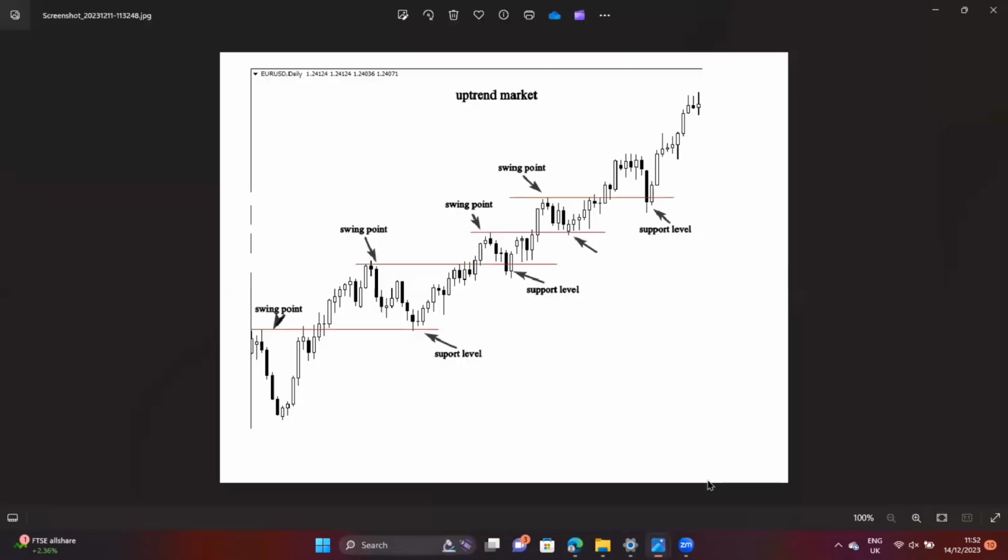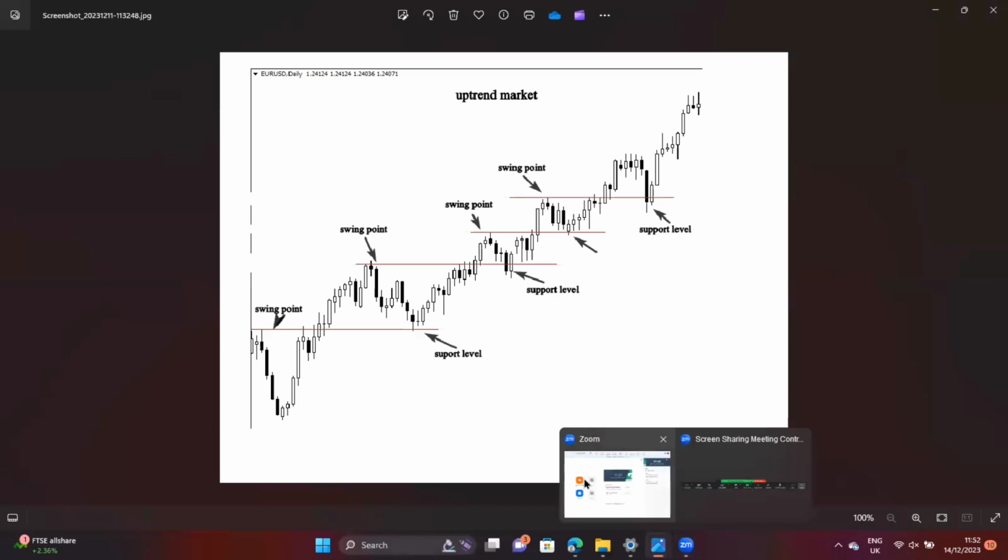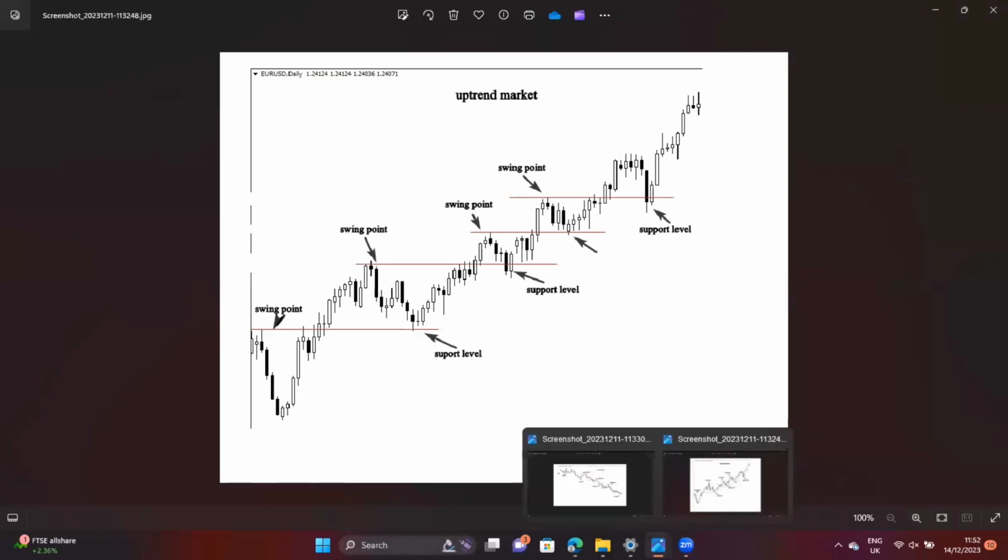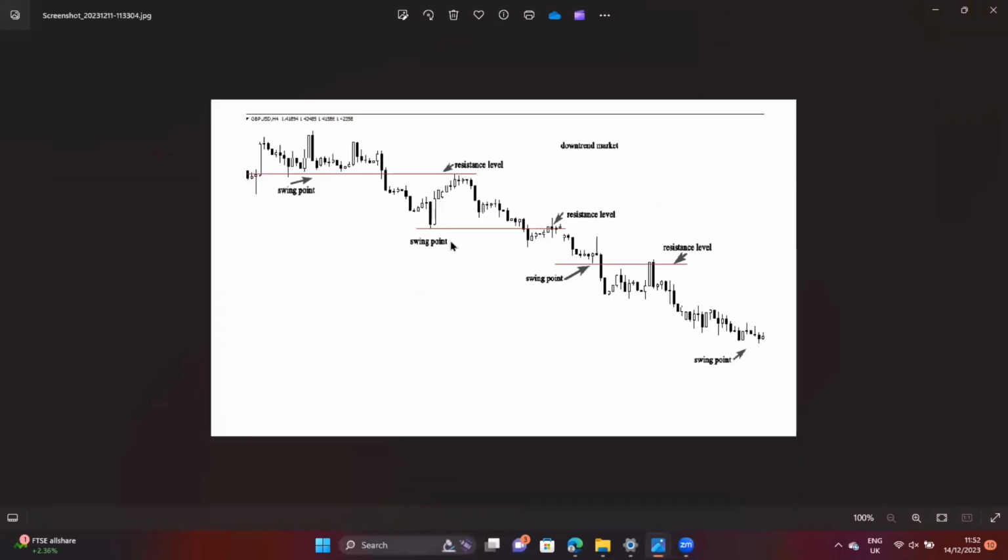So we are talking about support and resistance, and we'll look at it in the most dynamic way. This is what happened here. Price had a support around this level.